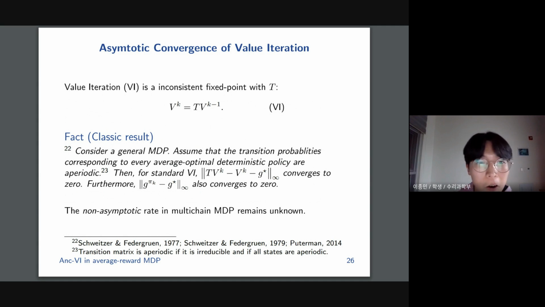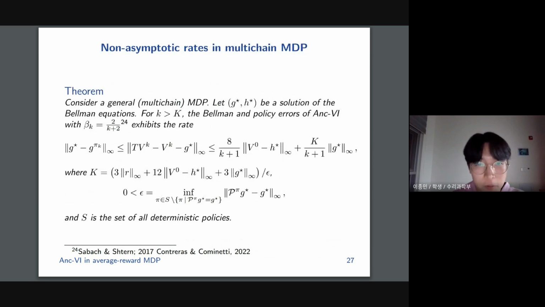And as we expected, by applying the anchoring mechanism, we succeeded in obtaining non-asymptotic rates in the multi-chain MDP. This theorem says that in a general MDP, our Anc-VI exhibits the non-asymptotic rate in terms of Bellman error and also policy error. First, I note that we use Anc-VI with the choice of beta k equal to 2 over k plus 2, and this choice of beta k is inspired by the prior one.